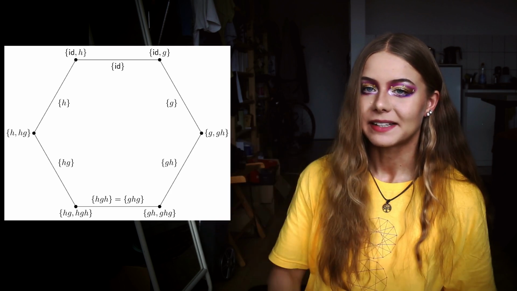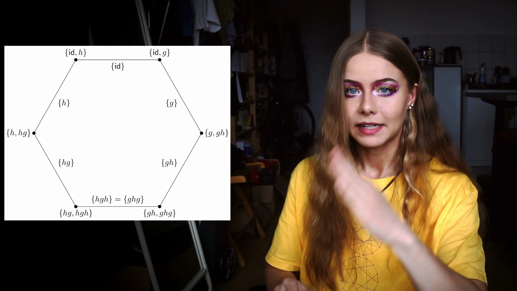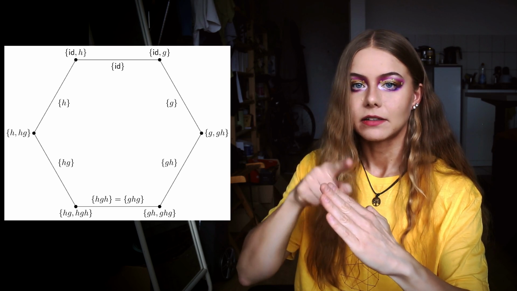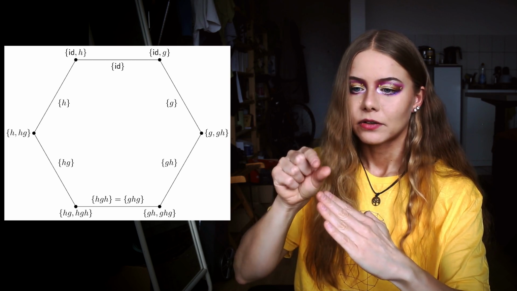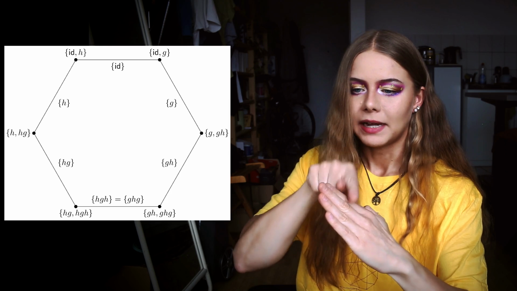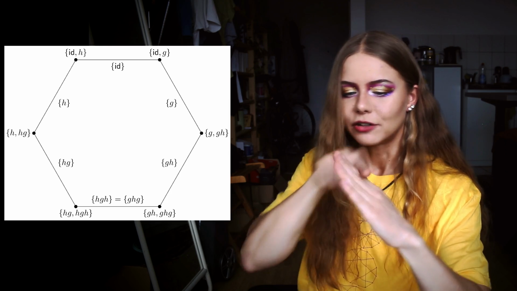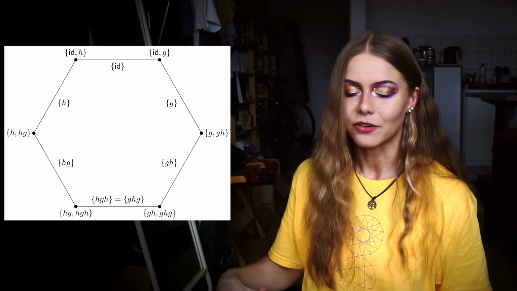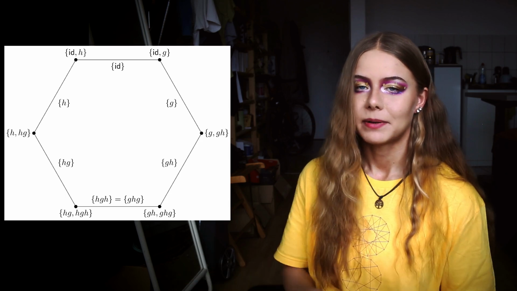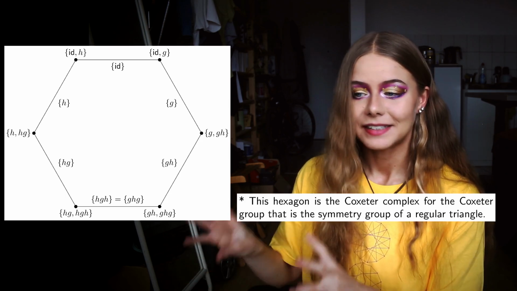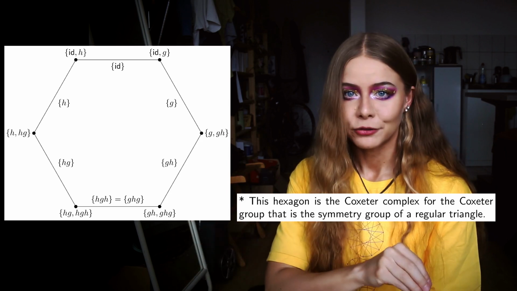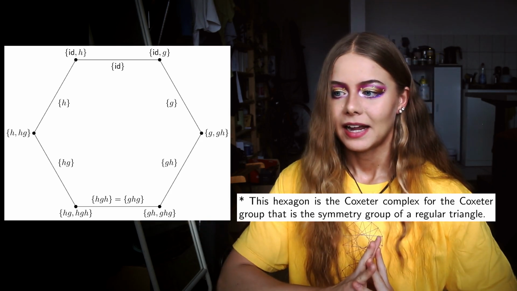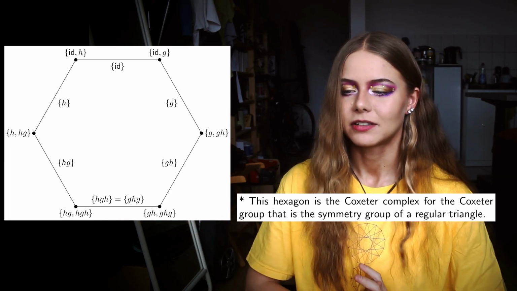I think one can see it quite clearly in the picture. So you can see each line corresponds to a group element, and the two vertices that the line connects always contain the group element that is responsible for this line. And this is how we get the simplicial complex. So in our example, we get a hexagon. And this hexagon is the Coxeter complex for the Coxeter group that is the symmetry group of a regular hexagon. And that is the example. And this is all I wanted to say about Coxeter complexes.